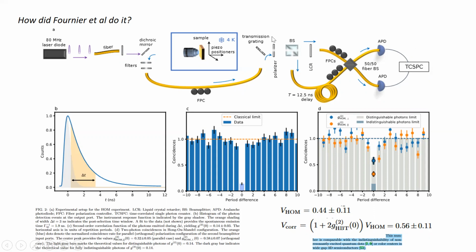So the two key aspects of this setup are this filter here, which gives them the very narrow bandwidth from which they can extract their ZPL photons, and then also this polarization setting thing here, and then you just have this standard APD setup. Does anyone have any comments on the experimental setup?